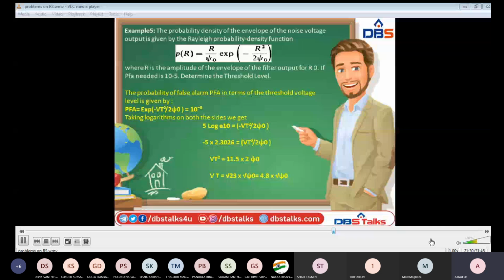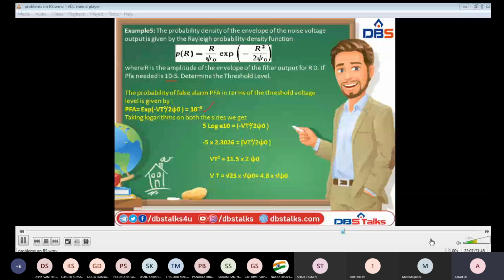Here we are substituting that value. They have already determined that PFA is equal to 10 to the power of minus 5, so we are writing it in expression form. The probability of false alarm in terms of threshold voltage is exponent of minus VT square by 2 psi naught, which will be equal to 10 to the power of minus 5.